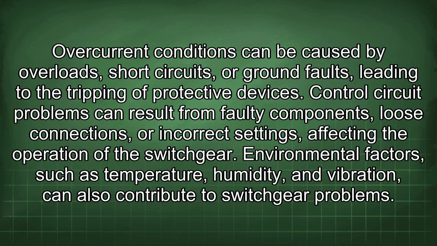Overcurrent conditions can be caused by overloads, short circuits, or ground faults, leading to the tripping of protective devices. Control circuit problems can result from faulty components, loose connections, or incorrect settings affecting the operation of the switchgear. Environmental factors such as temperature, humidity, and vibration can also contribute to switchgear problems.